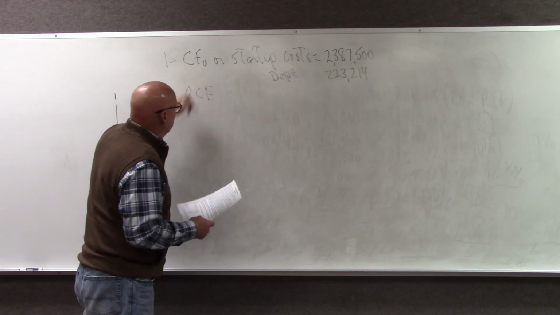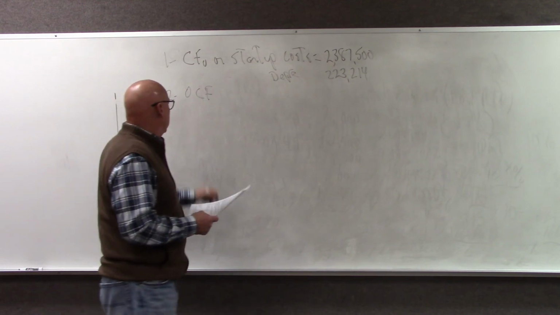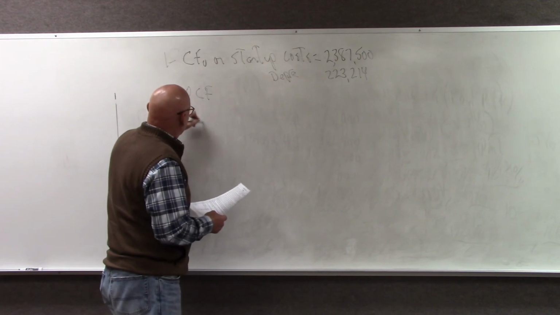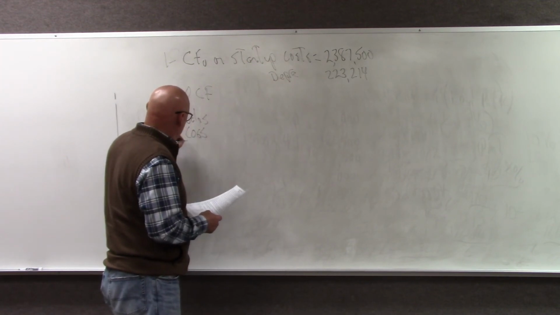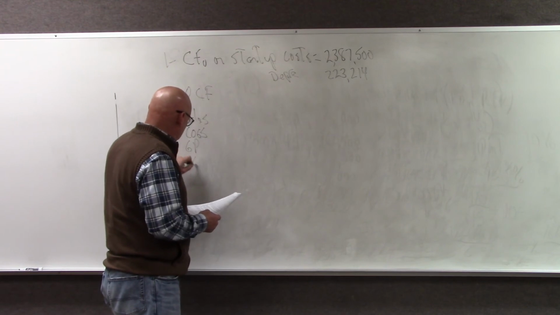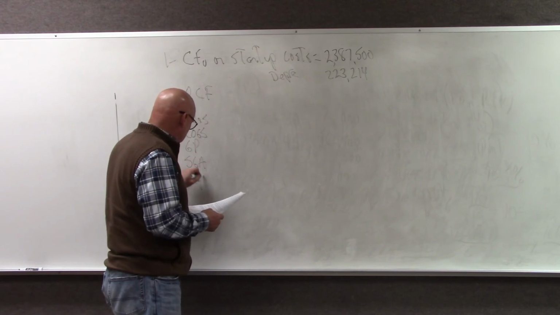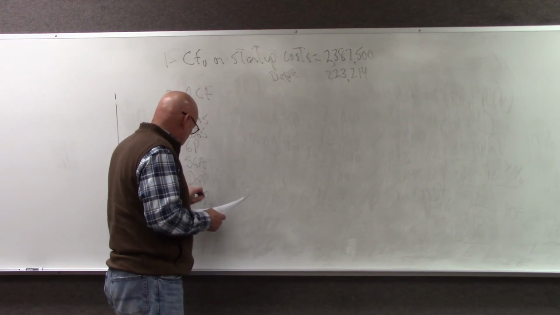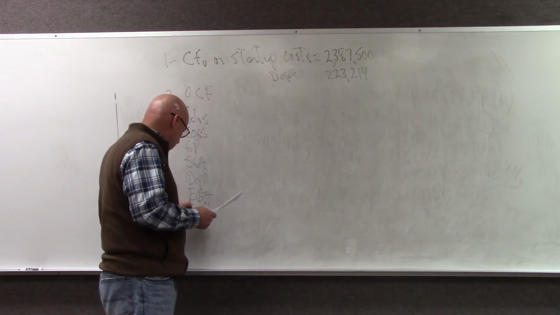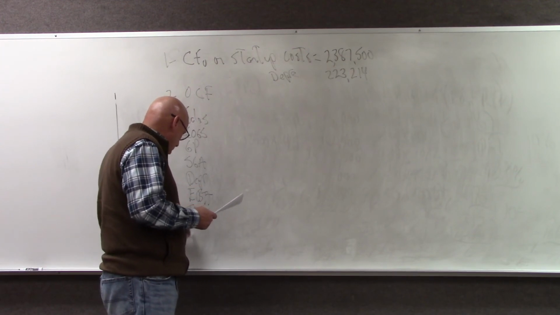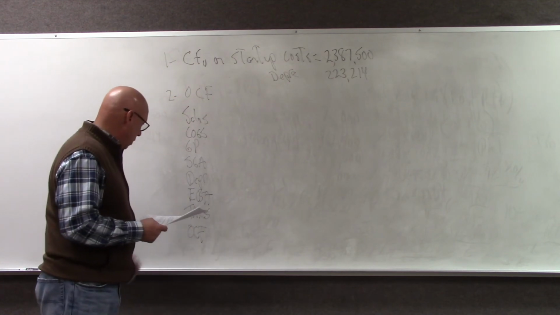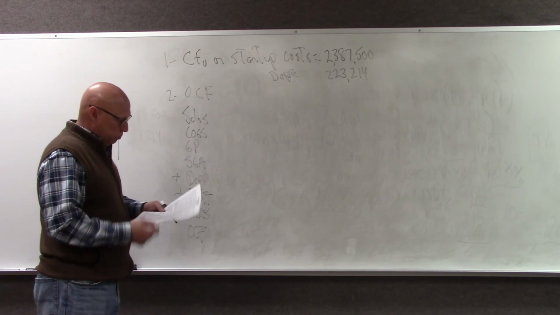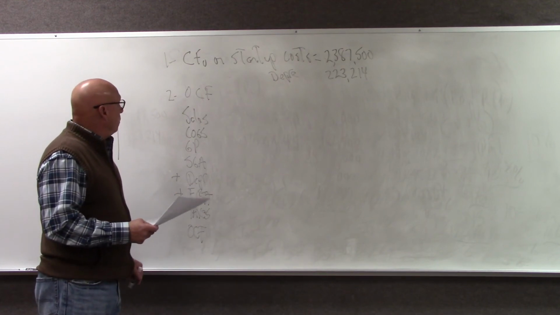Operating cash flow. Okay? So let's do our operating cash flow. So we have sales, cost of goods sold, gross profit, SG&A, depreciation, EBIT, taxes, and operating cash flow, okay, which is this, this, and that. All right, so let's set up our operating cash flow.